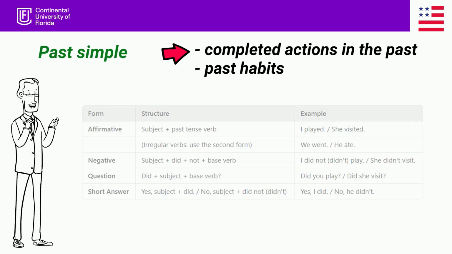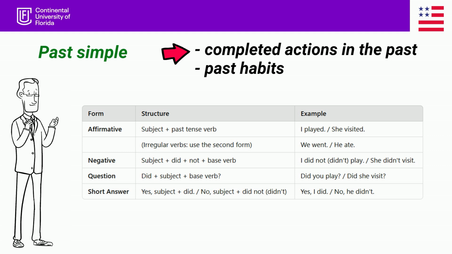Let's take a quick look at the structure. In affirmative sentences, we use the verb in the past form. In negative sentences, we use did not or didn't and the base form of the verb. And in questions, we use did, the auxiliary at the beginning, then the subject, and then the verb in the base form.